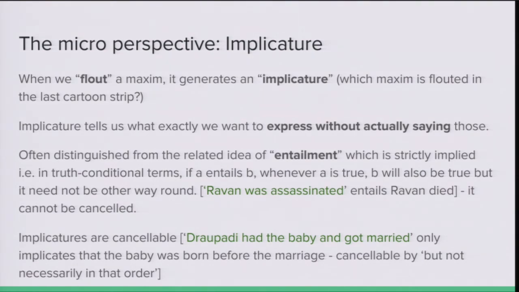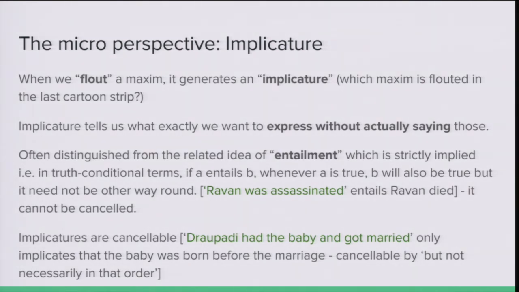Implicatures, on the other hand, are cancelable. That means that it's not necessary that whenever A is true, B has to be true. So, for example, Draupadi had the baby and got married. It only implicates that the baby was born before the marriage, right? A default interpretation would be that first the baby was born and then she got married. But it certainly is cancelable by adding this: but not necessarily in that order. If you say Draupadi had the baby and got married, but not necessarily in that order, the implicature is cancelled now, right?